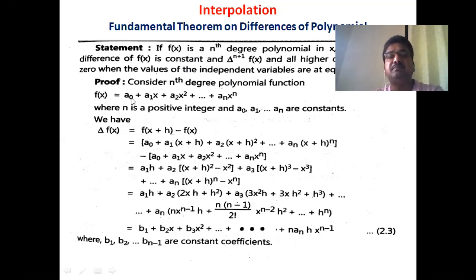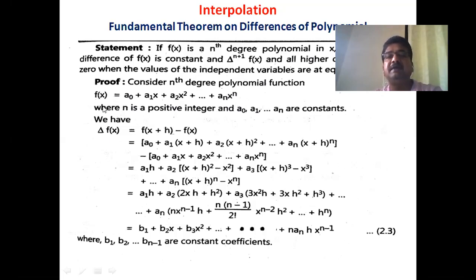Suppose this is the polynomial of degree n: a0 + a1x + a2x² + ... + an x^n. This is the general polynomial of degree n, where a0, a1, a2, ..., an are obviously constants, and n is a positive integer. Obviously, the degree of the polynomial is positive. Then we have to find Δ^n f(x).